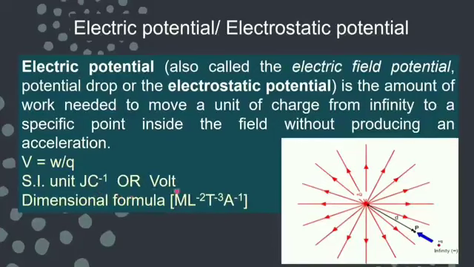Of course, the dimensional formula also you can write. You can work it out yourself because you know the dimensional formula for work, that is ML^2 T^-2, and for charge it is AT. So you will be getting ML^2 T^-3 A^-1. So this is the dimensional formula for the electrostatic potential. Again I am repeating, this is the amount of work which is required to move a unit charge from infinity to a specific point without producing any acceleration. So this is to be taken care that no acceleration is to be produced.